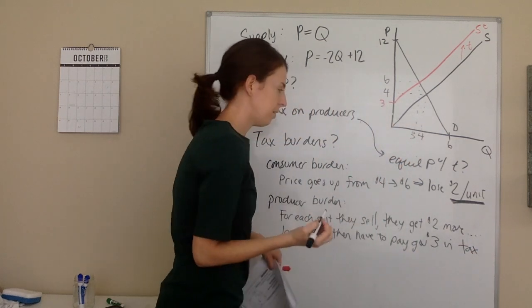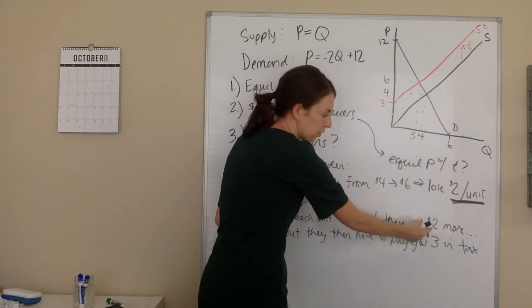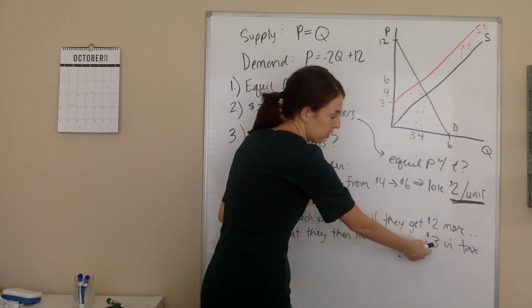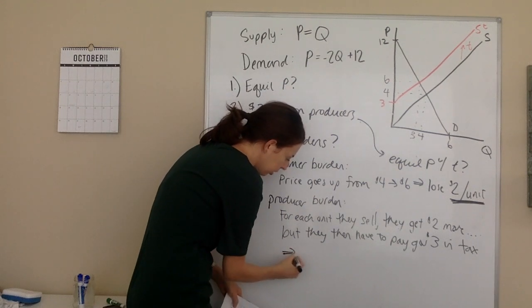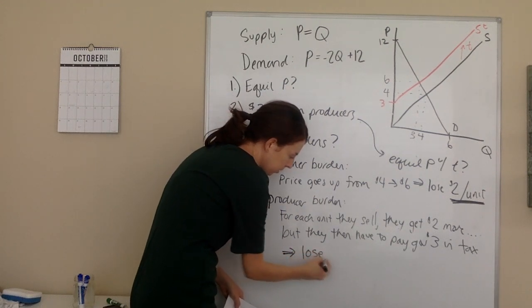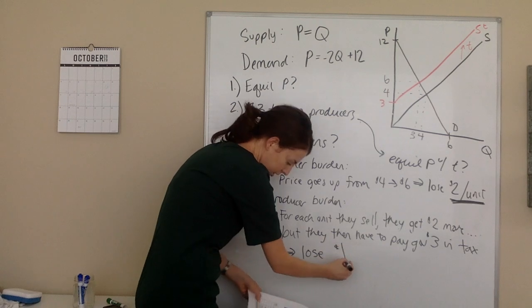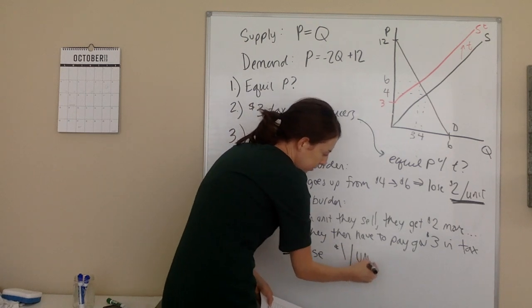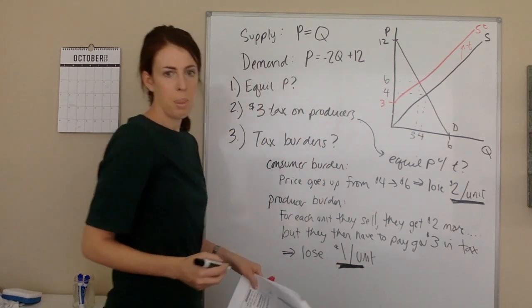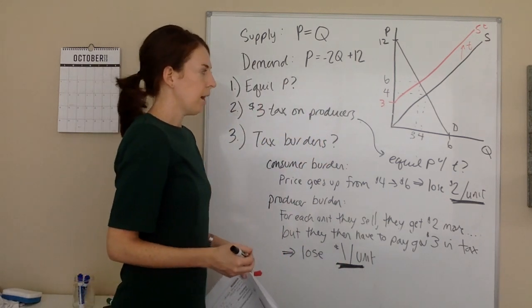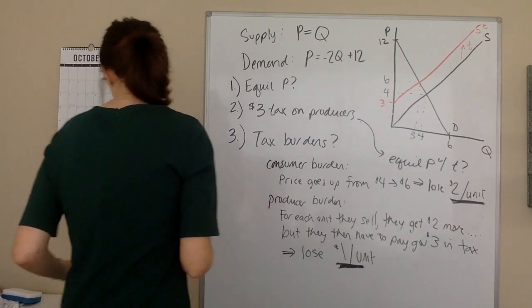So, okay, think about this now. They get $2 more for each unit that they sell, but then they have to pay the government $3 per unit. So in total, they lose $1 per unit. This is the producer's tax burden. Okay, there are two important things to note about this.